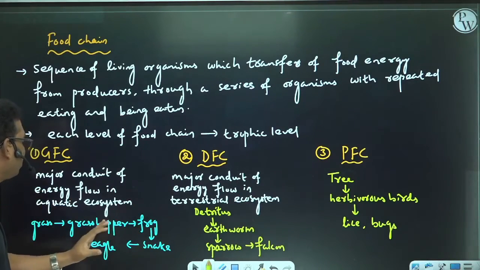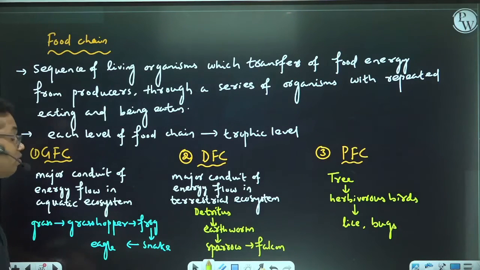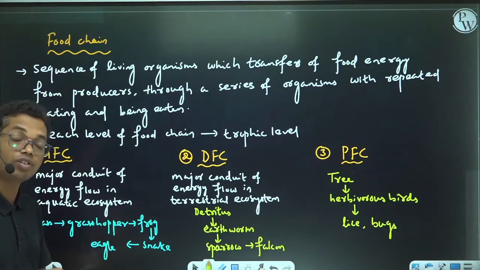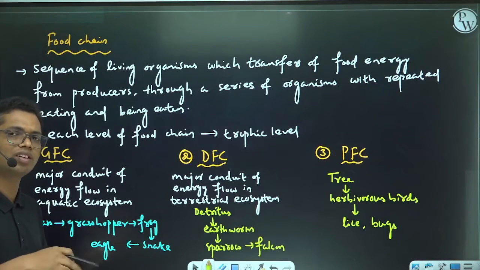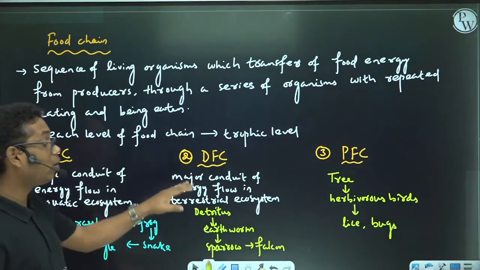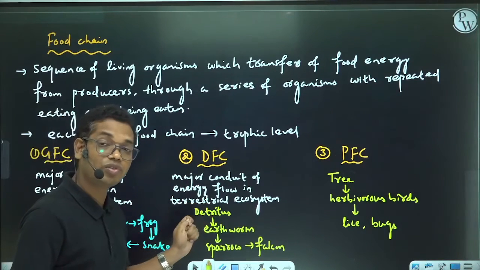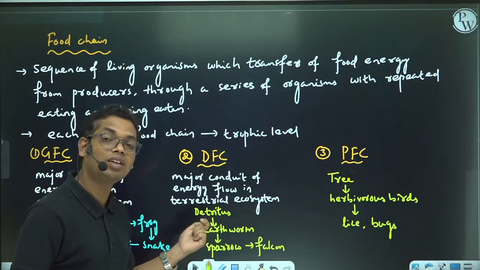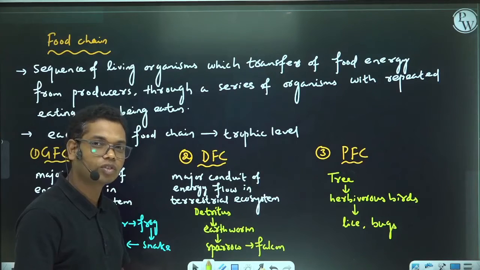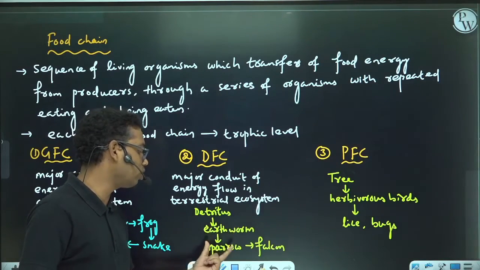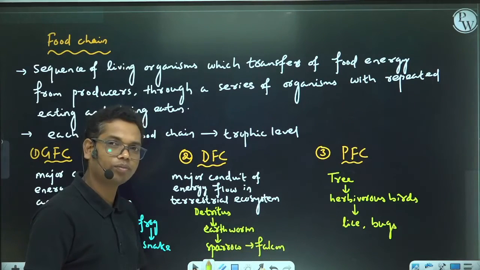So this is an example of what? GFC. Okay, if I take the example of pond ecosystem, phytoplanktons are eaten by zooplanktons. Zooplanktons are eaten by small fishes. Small fishes are eaten by large fishes, and large fishes are eaten by some other organisms like eagle. Okay, what about DFC? DFC never starts with the producers. It starts with the detritus. So what is detritus? This is basically dead organic matter. This detritus is eaten by a detritivore. Example is earthworm. Earthworm is eaten by sparrow, and sparrow is eaten by falcon.